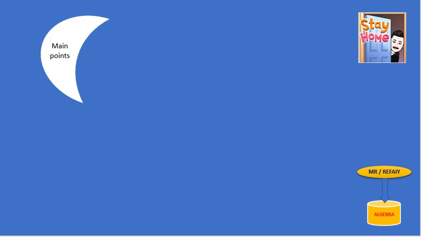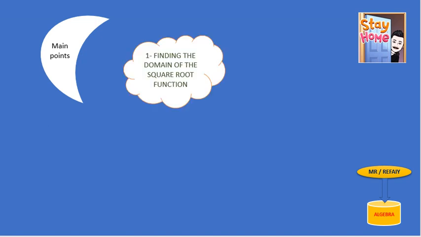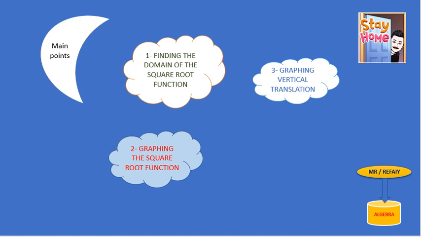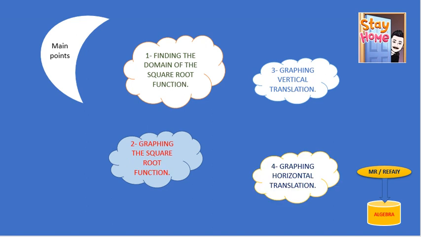In this lesson we have main points. 1. Finding the domain of the square root function. 2. Graphing the square root function. 3. Graphing vertical translation. 4. Graphing horizontal translation.